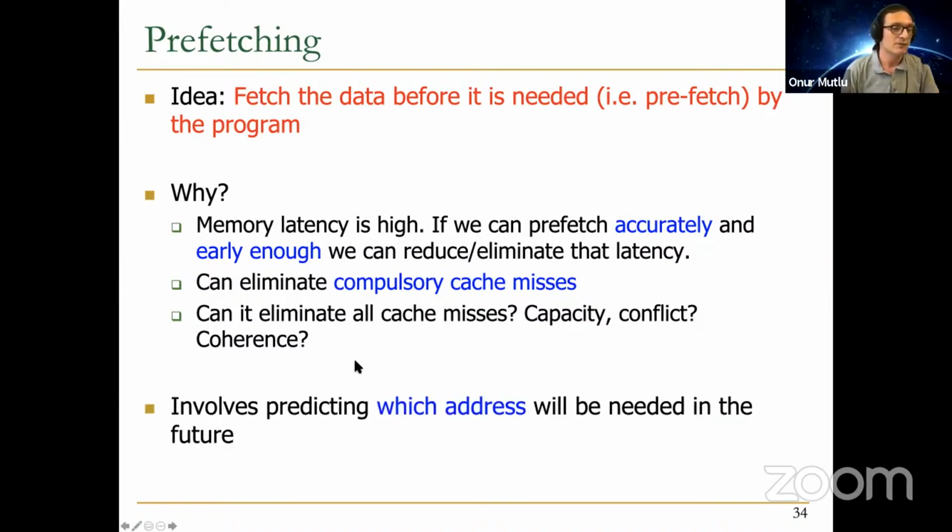So all of those misses can be eliminated. But of course, for it to work well, it involves predicting which address will be needed in the future. And you have to do this well. If you don't do this well, then you may be generating a lot of unnecessary requests, which may destroy both your performance and energy efficiency because you're wasting bandwidth. And you're also bringing data into caches or buffers that may be used for other blocks that may be more useful, right?